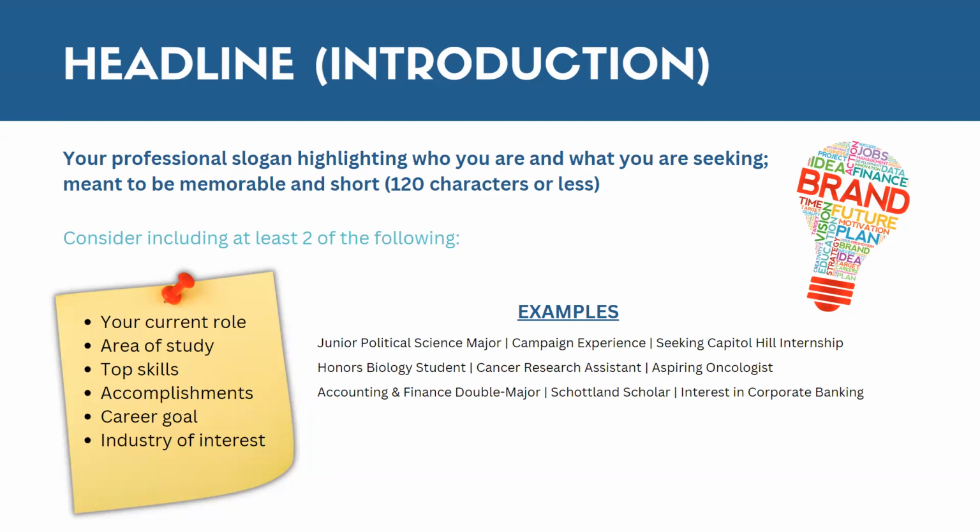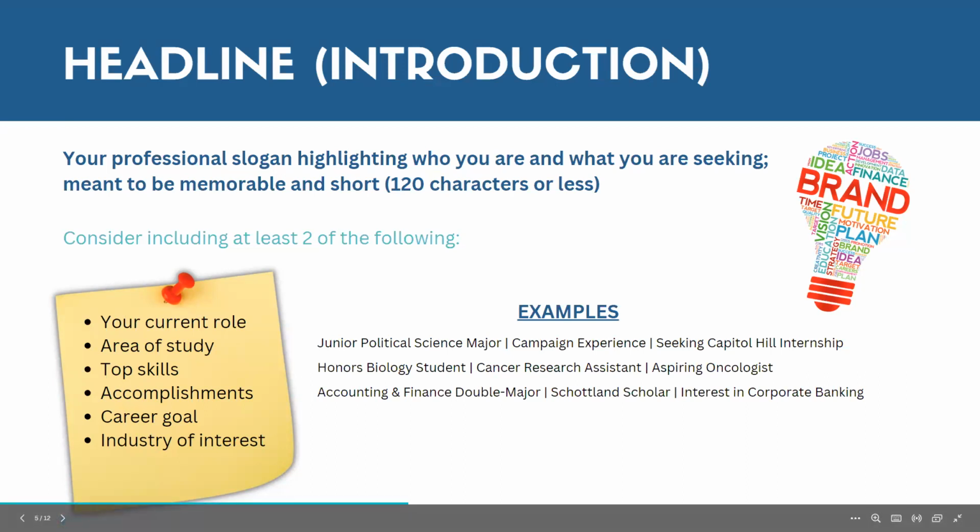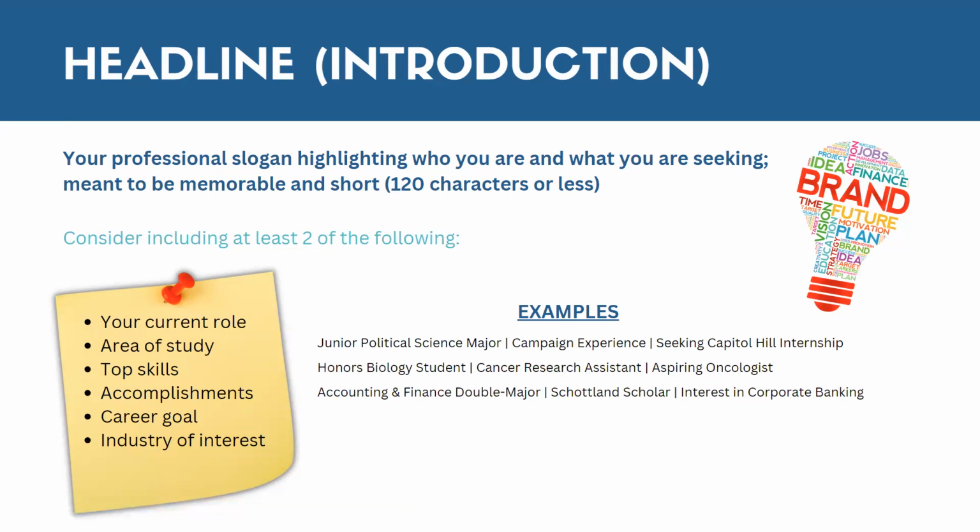In the following examples, we talk a little bit about the area of study, also what sort of experience the student has and what they're looking to do next. So for the first example, junior political science major, campaign experience, seeking Capitol Hill internship. This headline is effective because it already indicates that the student has had campaign experience. So a recruiter or someone who is looking to have a Capitol Hill intern would be more likely to click on this student's profile.